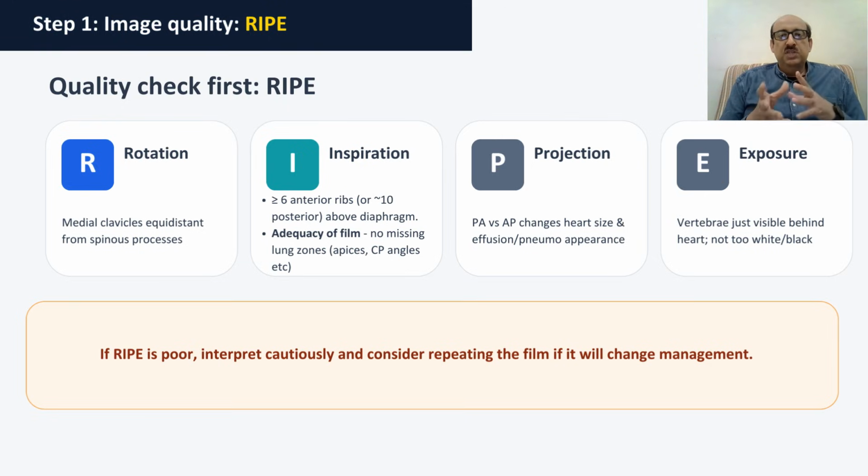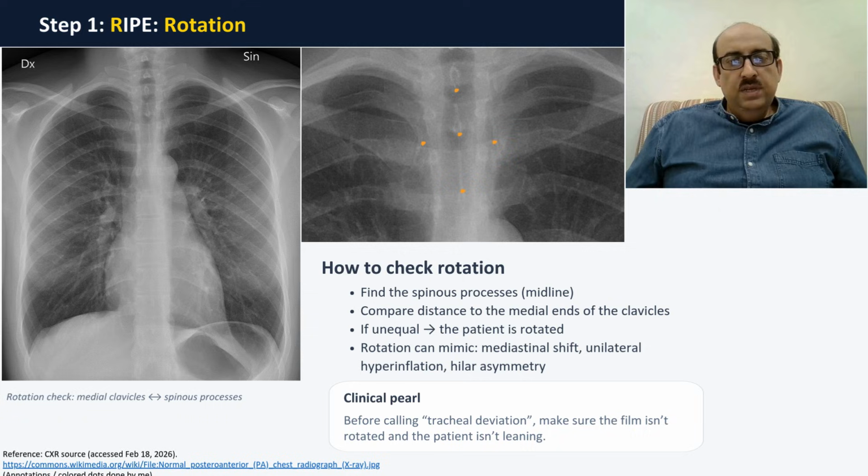And in terms of projection, we have discussed PA versus AP. It changes the heart size, and you cannot comment on the cardiomegaly. And finally, exposure, which means the vertebral bodies should be barely visible through the cardiac shadow. So the first step in RIPE is R, which is rotation.